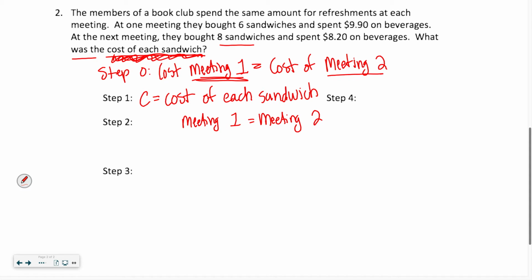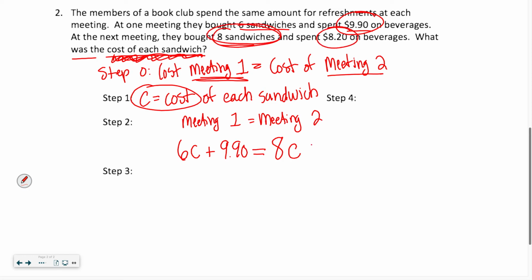Okay, meeting 1 is 6 sandwiches and $9.90. So 6C, because I bought 6 sandwiches and they each cost C dollars. So the total amount I spend on my sandwiches is going to be 6 multiplied by how much each sandwich costs. So 6C plus, I know exactly the drinks, that's $9.90, equals 8C, because now I have 8 sandwiches, but only $8.20 for my beverages. Okay, so that's your equation, and like I've said before, that is the toughest part.